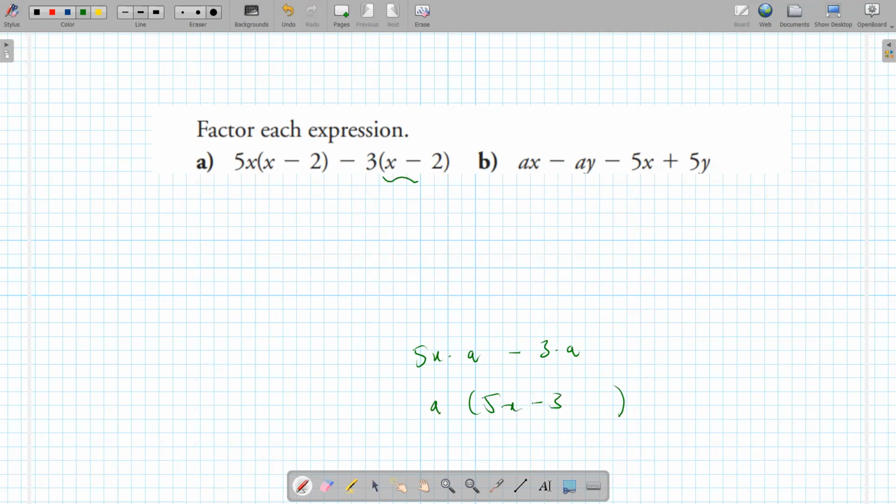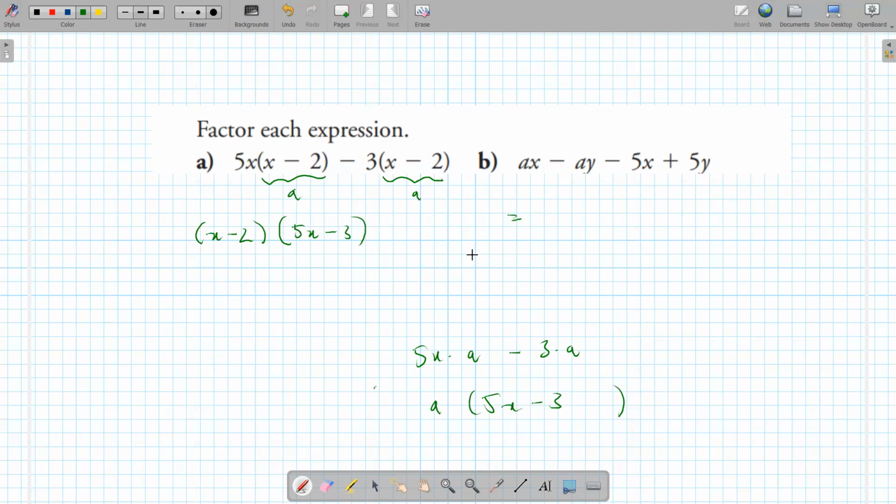Same idea here in this question as well. We're going to treat these brackets, x minus 2, as our A. So what we do is we pull out that entire bracket, x minus 2. What are you left with in the other bracket? It's very similar to this. 5x minus 3. Yeah. You could open the brackets and try to expand it, but that's just extra steps. If you have brackets that are exactly the same, you can pull that bracket out.